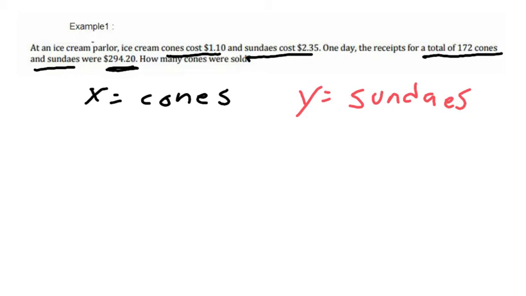Okay, so I've read through the problem. I've underlined my important information. I've defined my variables. Let's go ahead and write some equations. Well, I know that I sold a total of 172 cones and sundaes. So I'm going to add, if I'm looking for a total, my cones and my sundaes.